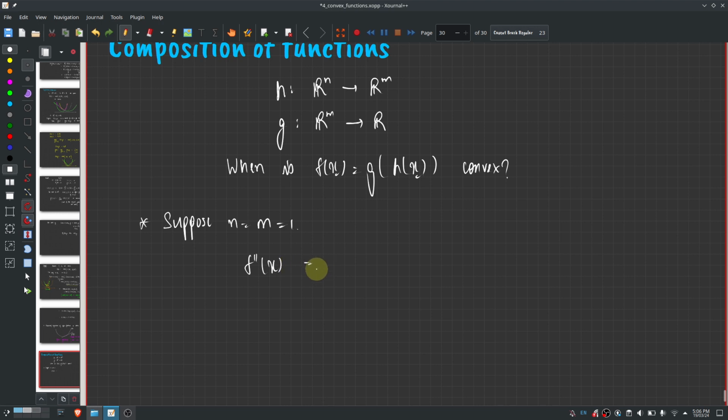So what is this equal to? Yeah, so it's g dash of h of x into h dash of x. That's it. I'm sorry, this is the first derivative. But I'm asking for the second derivative, right?